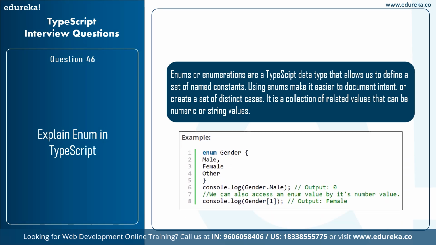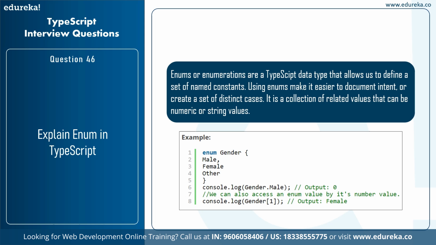So we use the keyword enum, and then suppose we are taking the gender. Inside gender, we can pass the value as either male, female, or other. Now, when we take the output for gender.male, it will give you the location, or how we can access an enum value by its number value as well.